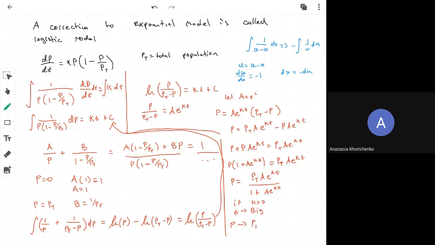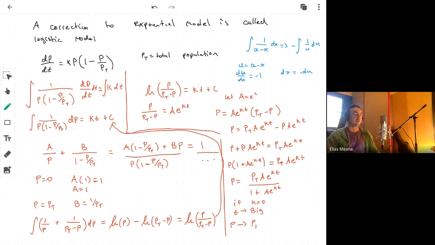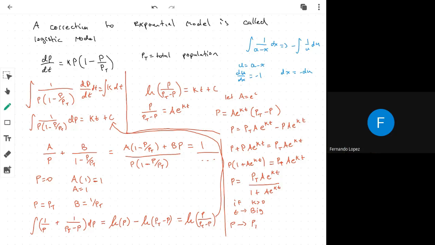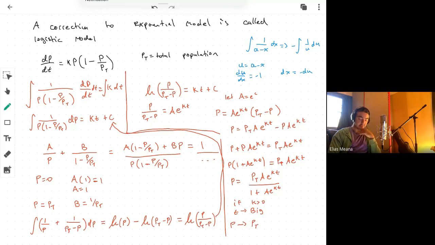What was the point of us making A equal to e to the power C? Oh, just to simplify, just to make our constants look nicer. If you take the limit, aren't you going to get P_C at infinity? No, because the constants will cancel each other out. Yeah, I see it, you're going to get P_T.